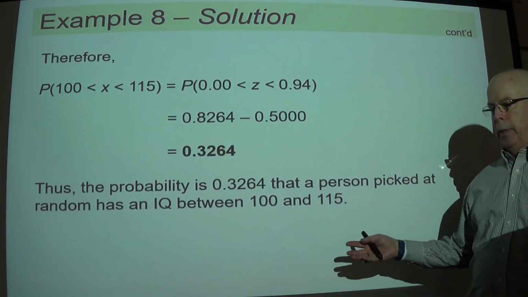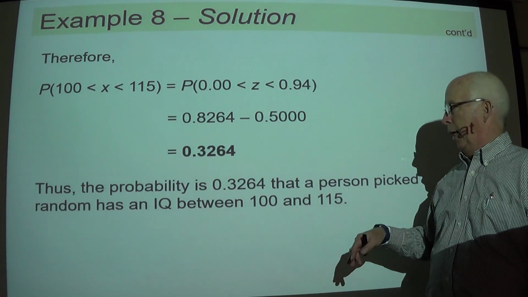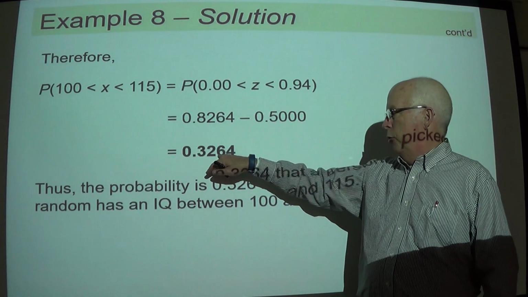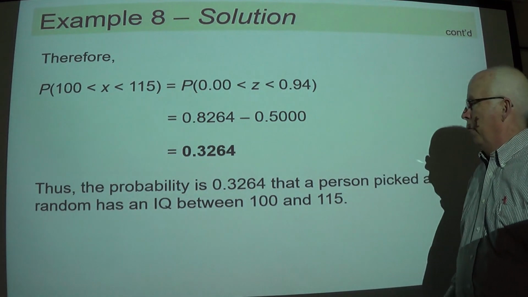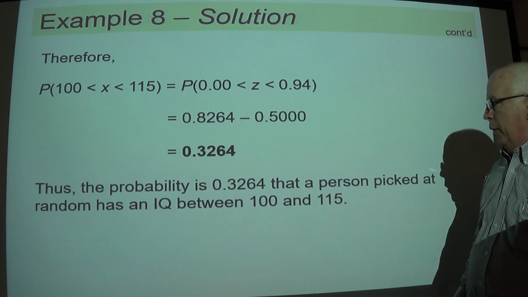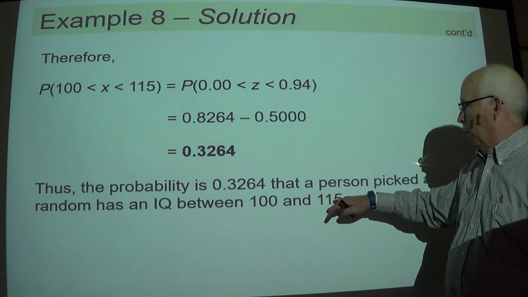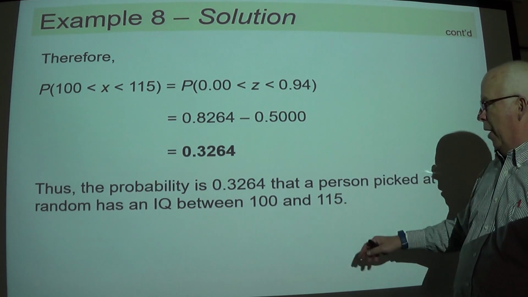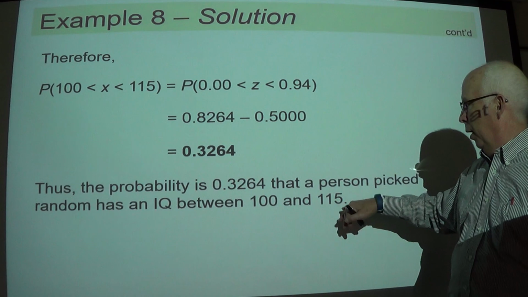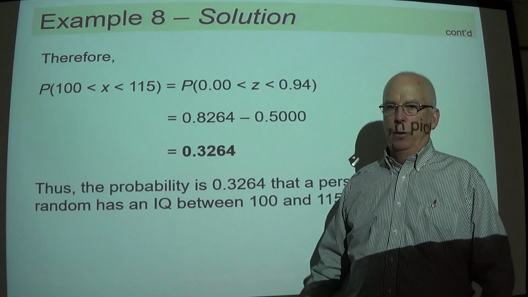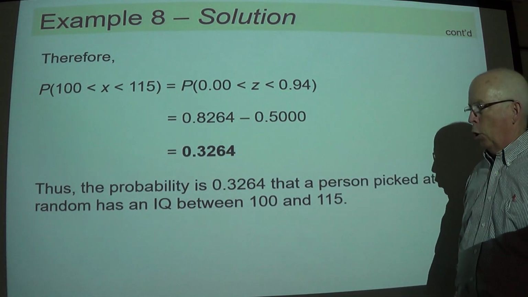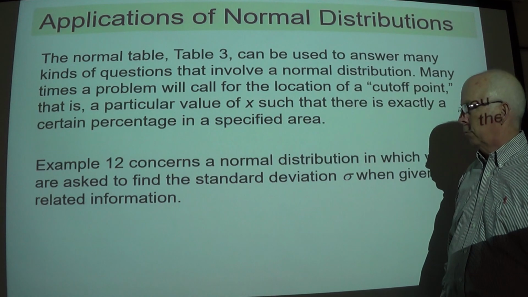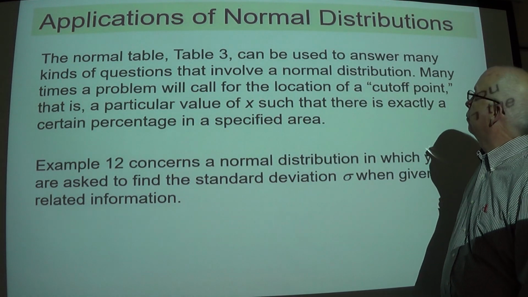Another, maybe more easily understood way of looking at this is that 32.6% of the people are going to have an IQ between 100 and 115. Or if you select one individual, the likelihood of him having an IQ between 100 and 115 is 32.6%. Hope that makes sense. All right.